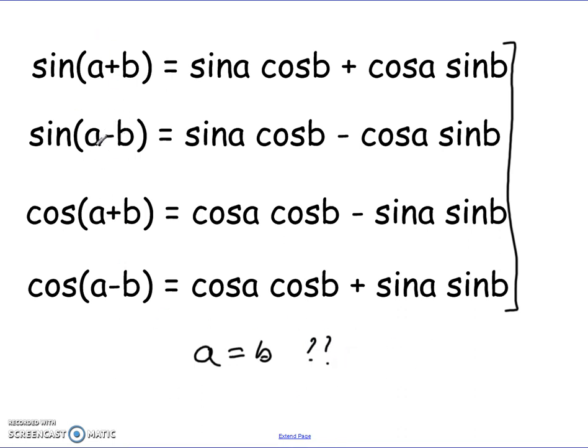Well, obviously if A and B are the same, this one here would become sine of A minus A, which is sine of 0, which is 0. And this one here would become cos of A minus A, which is cos of 0, which is 1. So looking at the two subtraction forms doesn't really tell us anything. However, if we look at the two addition forms, we can generate a couple of new formulae. So let's look at these one at a time.